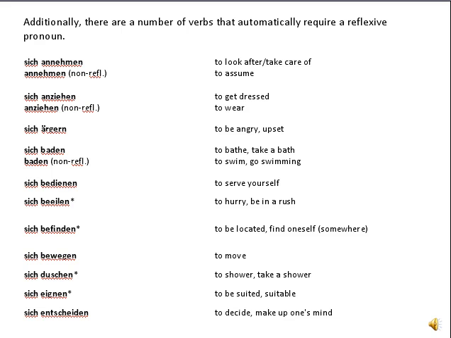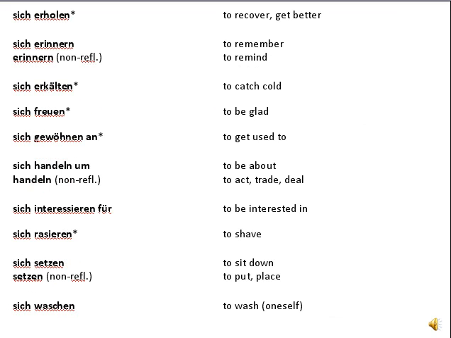There are a number of verbs that automatically or in most cases require the use of a reflexive pronoun. They are sich annehmen, sich anziehen, sich ärgern, sich baden, sich bedienen, sich beeilen, sich befinden, sich bewegen, sich duschen, sich eignen, sich entscheiden, sich erholen, sich erinnern, sich erkälten, sich freuen, sich gewöhnen an, sich handeln, sich interessieren für, sich rasieren, sich setzen und sich waschen.